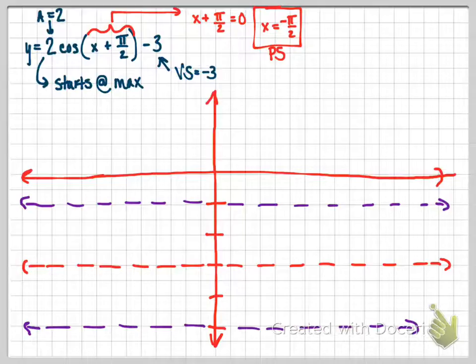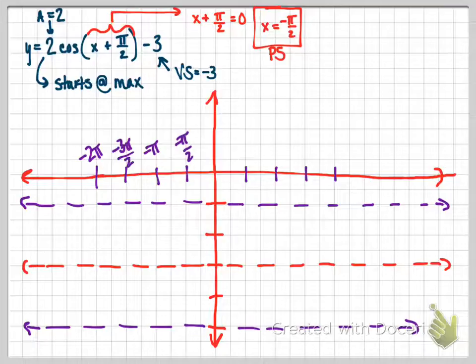Now I'm going to start labeling things. 2, 4, 6, 8. I'm going to label a negative and a positive period in both directions because that's what I'm requiring you to graph. The period is 2 pi because I haven't done anything to mess with that. So I have negative 2 pi, 3/4 of the way is negative 3 pi over 2, halfway is pi, and 1/4 of the way is pi over 2. And I'm going to do that in the other direction.